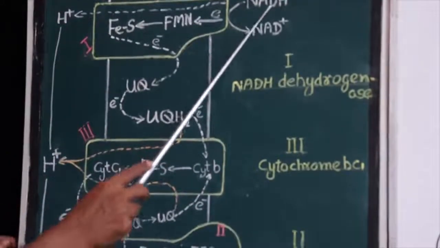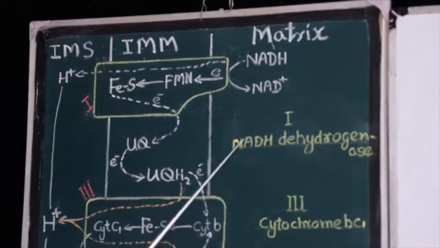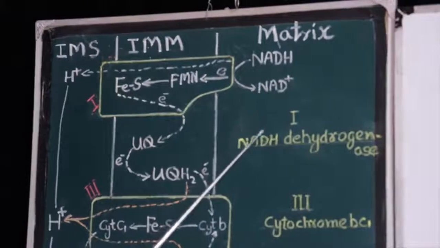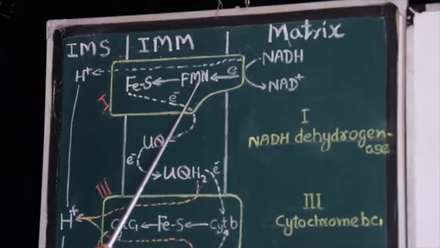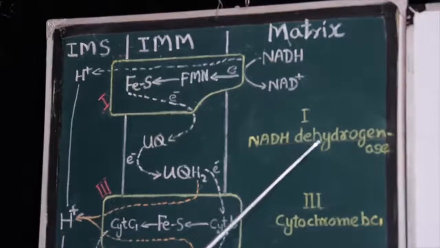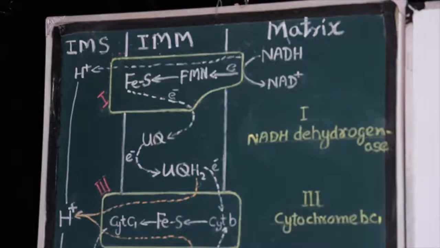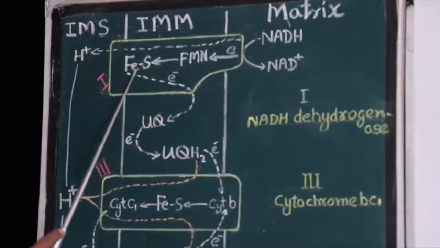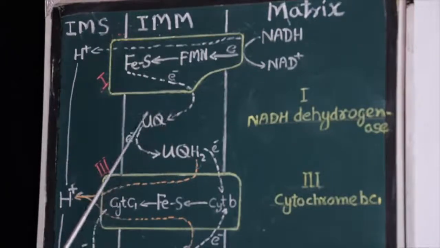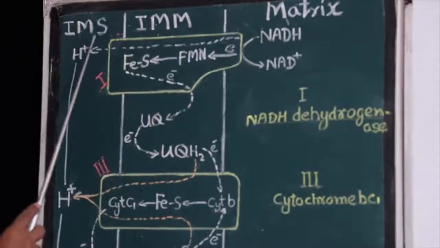Here, first of all, the NADH, the reduced coenzyme, gets oxidized with the help of the enzyme NADH dehydrogenase, complex 1. Then the electrons are transferred to FMN, the prosthetic group of NADH dehydrogenase. So, FMN is part of the NADH dehydrogenase enzyme. From the FMN to the iron-sulfur protein, then through to ubiquinone. Then protons from this NADH are passed into the intermembrane space.